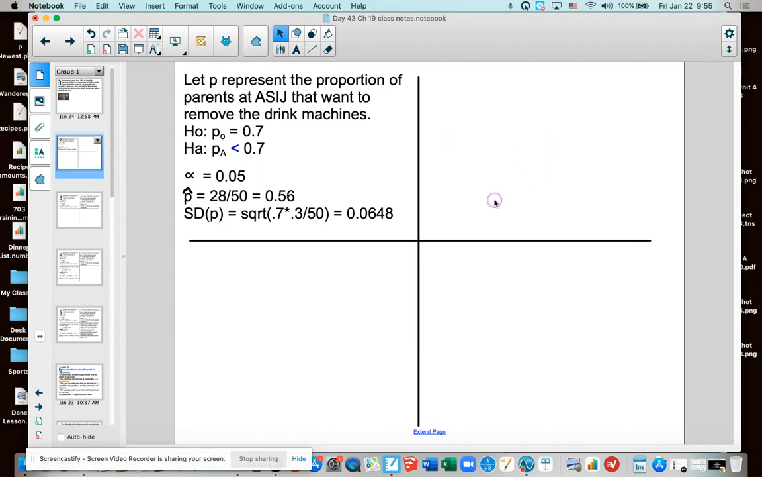The next section will be for your conditions. So before I can use a normal model, I have to check my conditions. Once you check your conditions, down on the bottom left, I'm going to do my work with my normal model. I'm going to draw a normal curve, get a z-score and come up with my probability. And then, of course, you always have to interpret your results. So this last quadrant is to interpret your results.